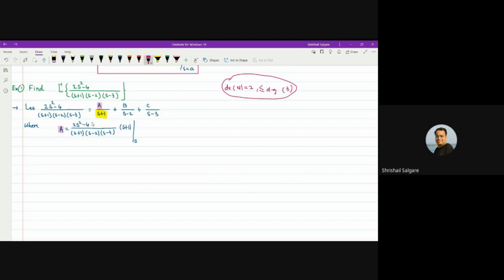Now this factor, Vipul, can you tell s plus 1 equal to 0? Then what is the value of s? That is the question. What is the value of s, Vipul?